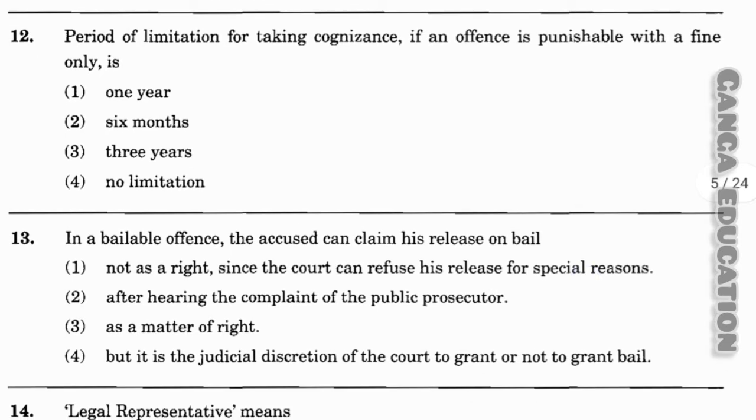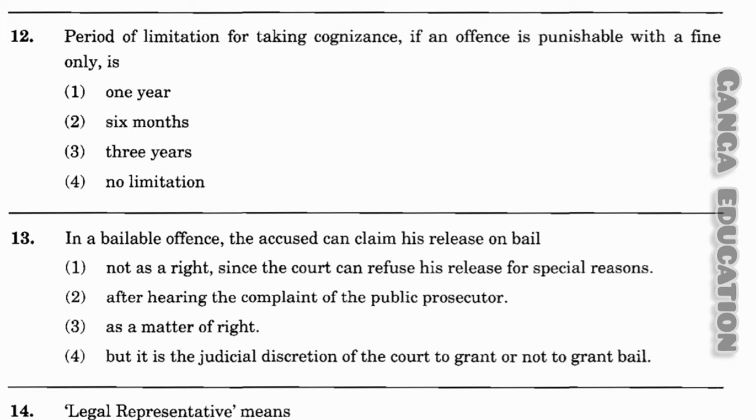Now question number 12. Period of limitation for taking cognizance if an offence is punishable with a fine only is option number 1, 1 year. Option number 2, 6 months. Option number 3, 3 years. Option number 4, no limitation. And the correct answer is option number 2, 6 months.